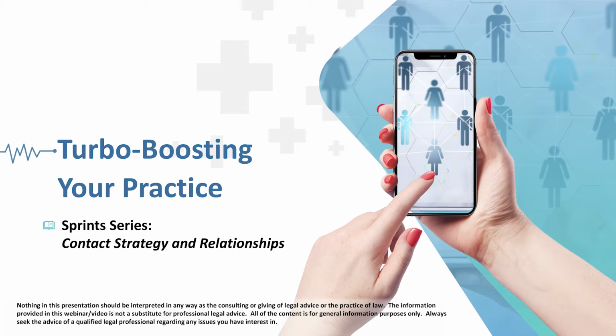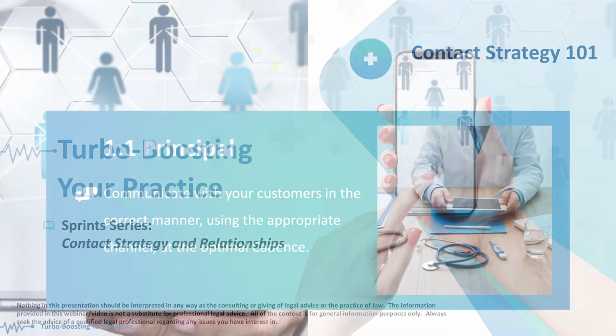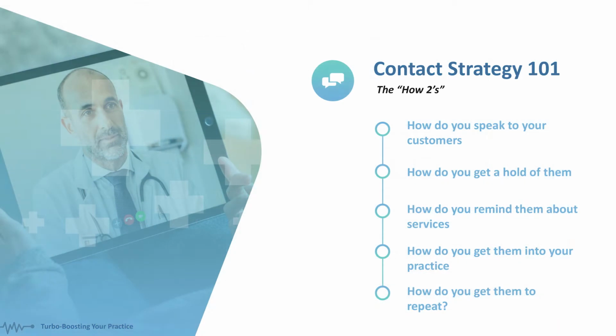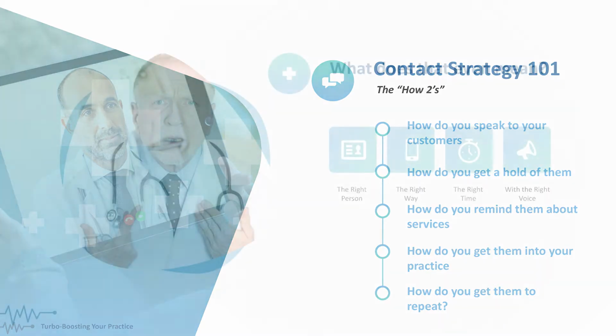These are the sprints, and today's episode is about contact strategy and relationships. Contact Strategy 101. Your contact strategy is about how you communicate with your customers in the correct manner using the appropriate channel at the optimal cadence, right? How do you speak to those customers? How do you get a hold of them? How do you remind them about services? How do you get them into your practice? How do you get them to repeat, et cetera?